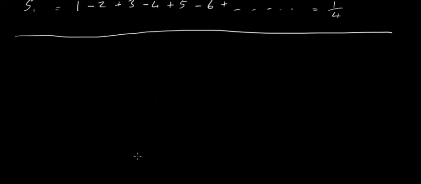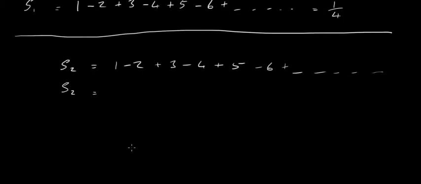Right, let's have a look at S2 again. S2 we are saying is 1 minus 2 plus 3 minus 4 plus 5 minus 6 plus and so on. I'm going to write out S2 again. I'm going to add it to itself, but this time I'm just going to move it over one position. So I'm going to put the 1 over here, so I'm going to start here. Plus 1 minus 2 plus 3 minus 4 plus 5 and so on.